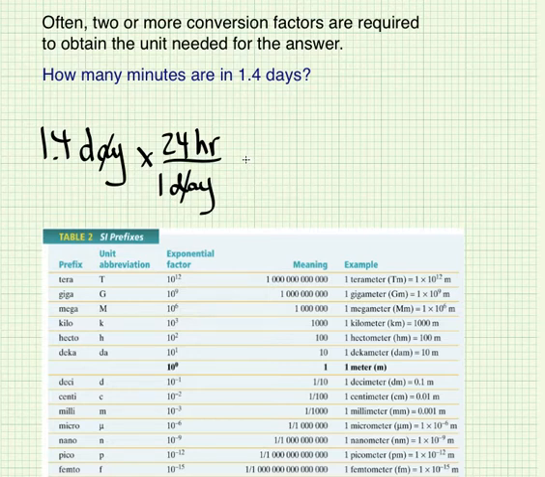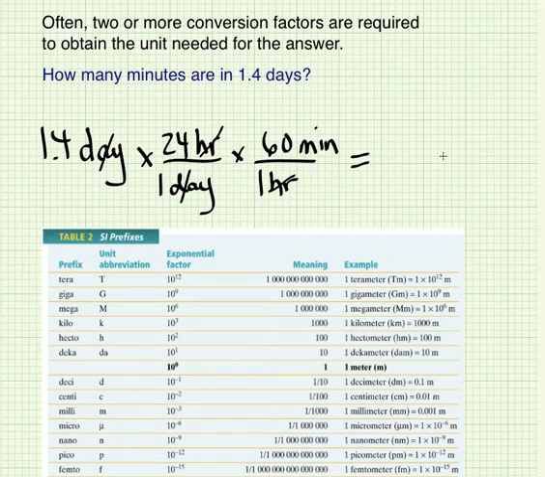I want to go to minutes. Well, chances are you're familiar with how many minutes are in an hour. So I'm going to set up a second ratio, and in this ratio, I'm going to put the hours in the denominator this time. So in every 1 hour, we have 60 minutes. The hours cancel out, and the only unit remaining is the minutes. And so now I can calculate this. Okay, and we get 2100. So I have 2100 minutes.